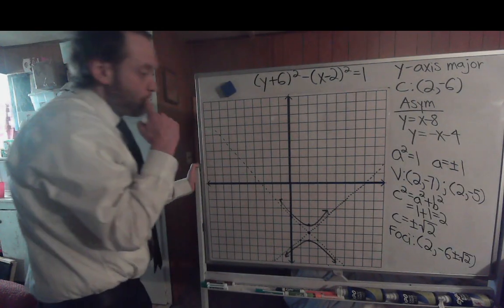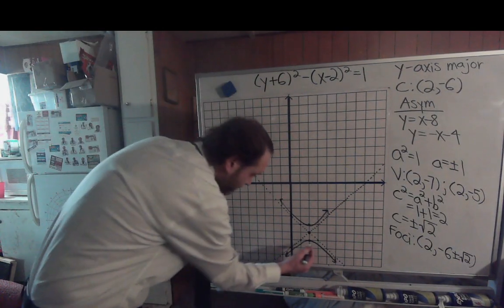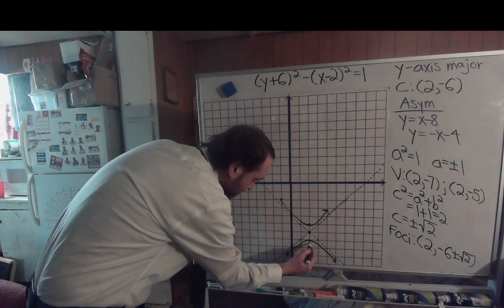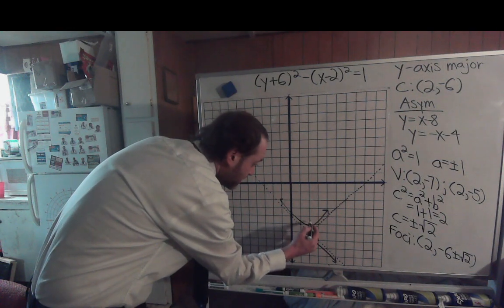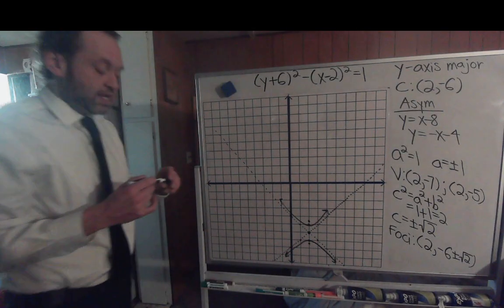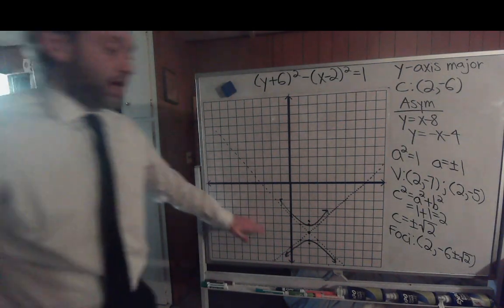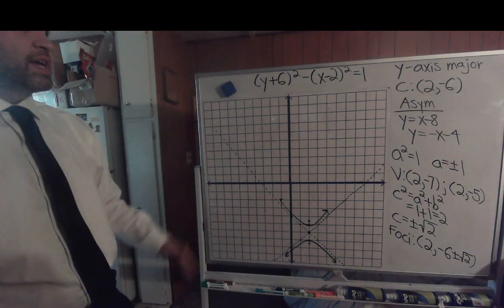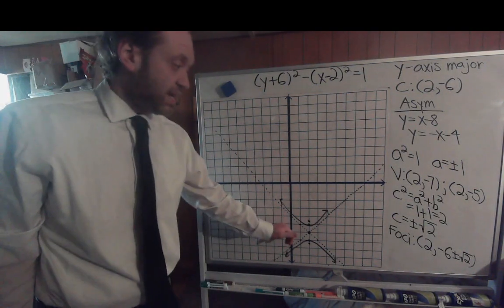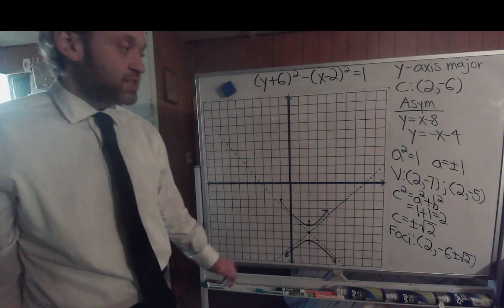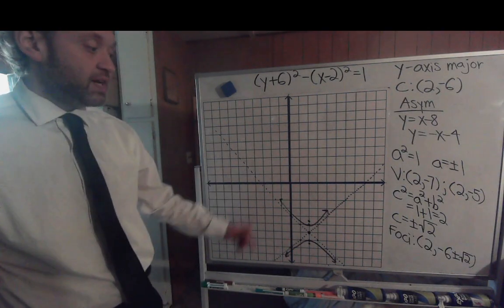So that's going to be below negative 7 a little bit here, a little bit below 2, negative 7, and a little bit above 2, negative 5. Those are your two foci. So now we have completely graphed this hyperbola with the center at 2, negative 6, and your slant asymptotes, your vertices at 2, negative 7, 2, negative 5, and then your foci.